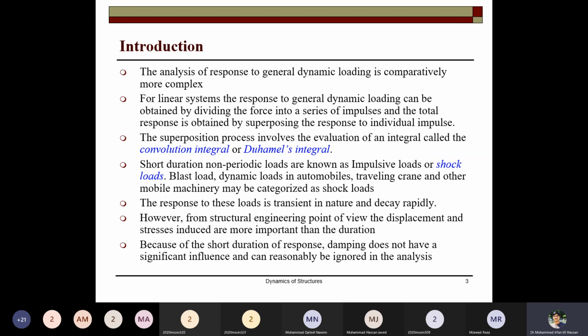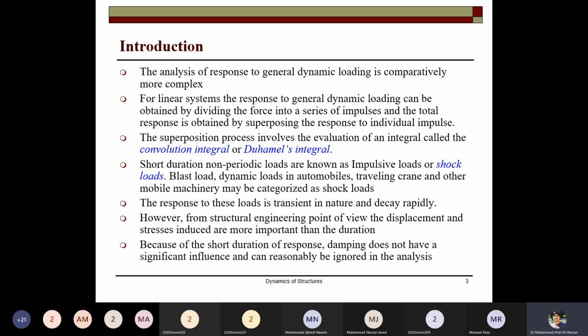However, from the structural engineering point of view, the displacement and the stresses induced are more important than the duration. So rather than the duration, in structural engineering, you know that the displacements and the stresses which are developed even during the short interval of time, this is important, that what is the response of the structure. Because of the short duration of the response, damping does not have a significant influence. Damping has a smaller role because the response is very short. Like you used to say about the overdamped response, the structure response is very short, there is no vibration kind of thing mostly.